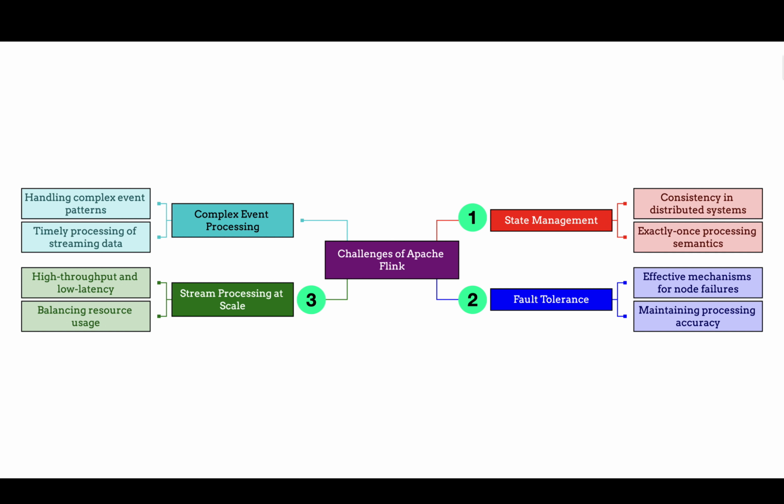3. Stream processing at scale. Scaling the system to handle high throughput, low latency streaming data while balancing resource usage. 4. Complex event processing. Dealing with complex event patterns and timely processing of streaming data in real-world scenarios.